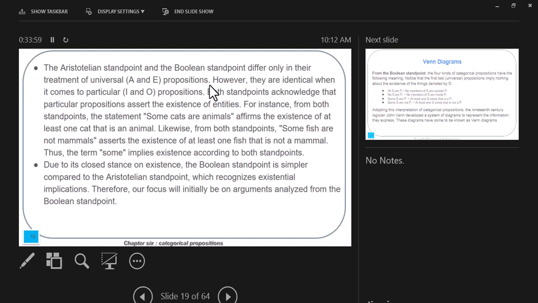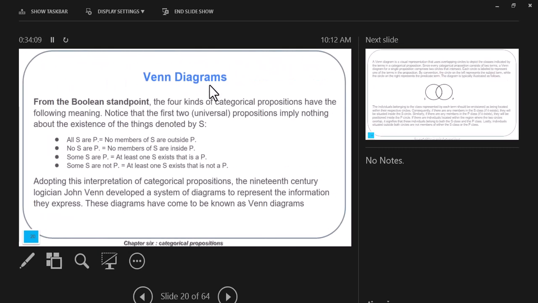An imaginary entity. Right, so our Venn diagram representation itself is influenced by these two approaches or two interpretations, right? How can we represent the four standard forms of categorical proposition using Venn diagram? A Venn diagram is what? An overlapping circle in which we will be asked to put the mark X or circled X or shading the part of the diagram in its appropriate region, right? From the Boolean standpoint, the easiest method is to begin from the Boolean standpoint, and we'll come to the Aristotelian standpoint later on. The four kinds of categorical proposition have the following meaning.